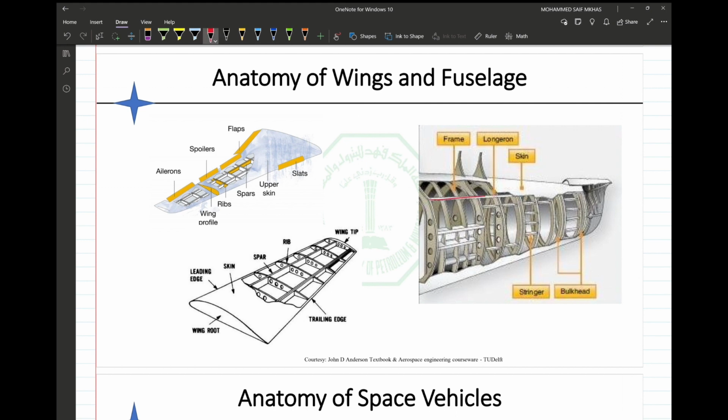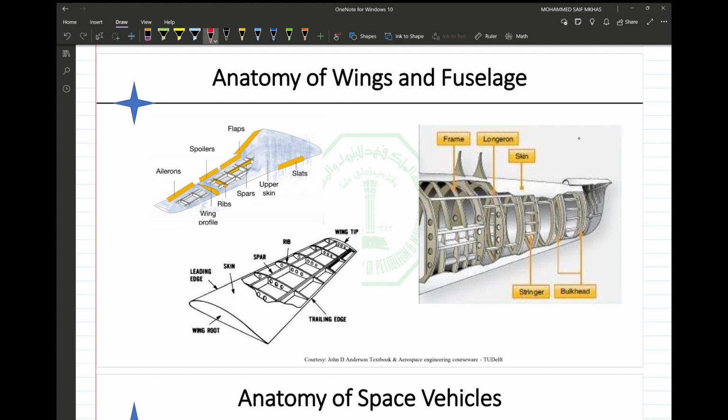Longerons are long rods that go throughout the whole structure. Frames give shape to the skin. All of them together are called semi-monocoque. If there is no structure inside, just the skin, it is called a monocoque. These details will be discussed later on in the structure chapter. There are the stringers, which connect the frames together, and also bulkheads.